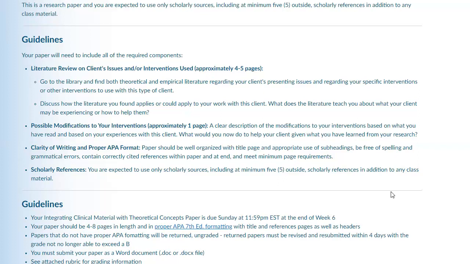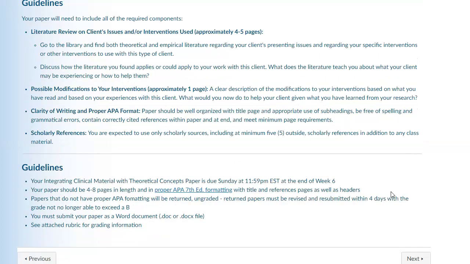Please keep in mind and pay close attention to APA format for this paper because this will require a lot of in-text citations since you are doing a literature review. The paper should be 4 to 8 pages in length. Please do not forget to include a minimum of 5 outside scholarly references in addition to the course material. So what this means is you can use some of the references that you've already read in learning resources throughout the course, but we're looking for you to find 5 outside scholarly resources.